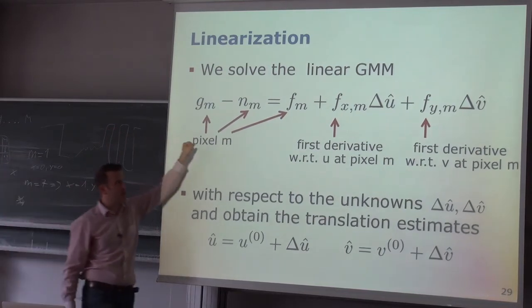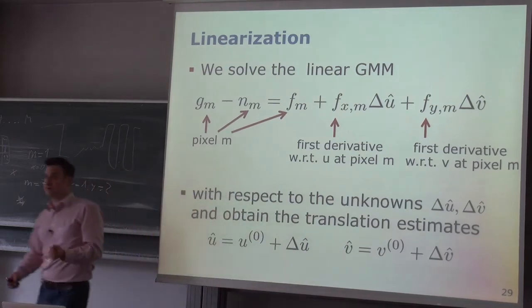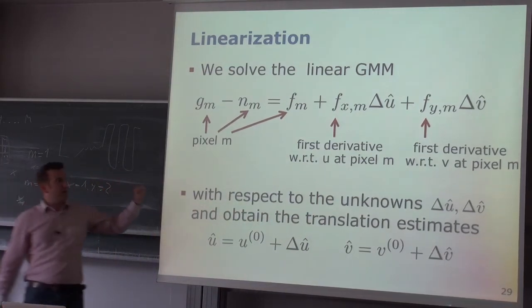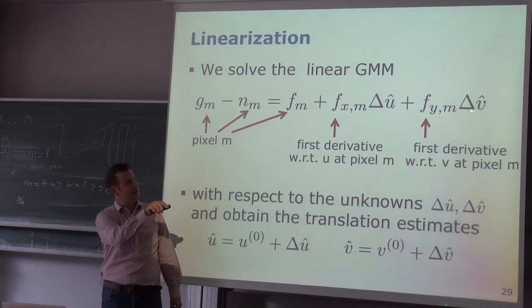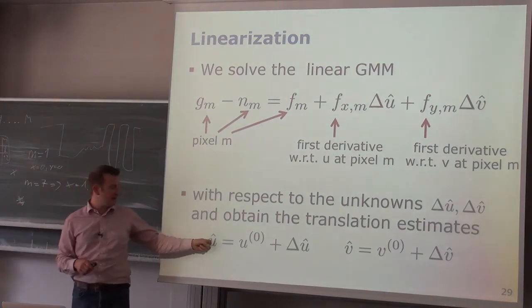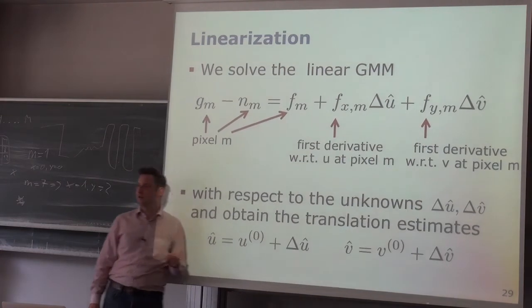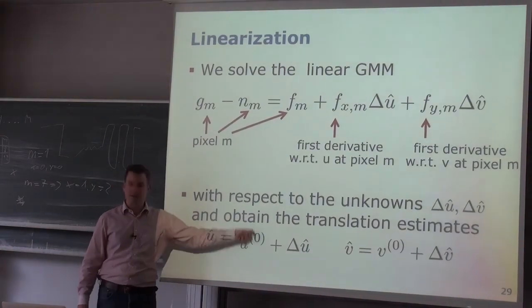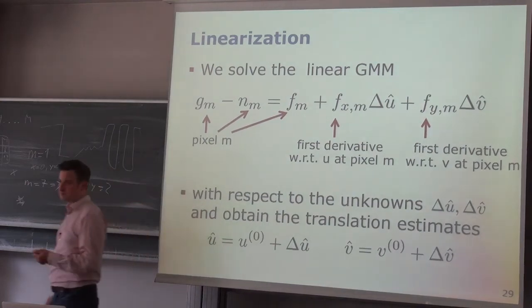Now we have our linear model, our linear Gauss-Markov model, so we can solve that. You all should know how to solve this. With respect to our two unknowns, which are the shift in x and the shift in y, or a change in shift, so that we can then update our estimate: u is our initial guess plus our delta u, and then I of course iterate this process. Of course I have to iterate it because it's a nonlinear function.